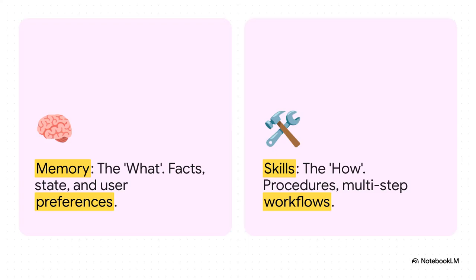This all feeds into a really clever cognitive architecture that splits its knowledge into two separate buckets, memory and skills. Think of memory as the what. It's kind of like a messy desk. Facts, the current state of your environment, where your projects live, your personal preferences. Skills, on the other hand, are the how. Think of that like a highly curated recipe book. It's your procedures, your multi-step workflows.